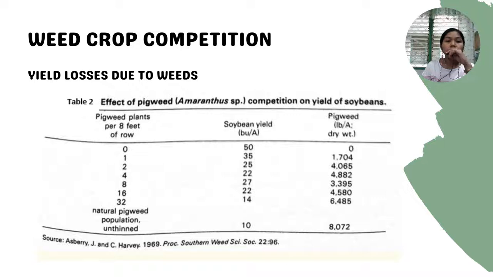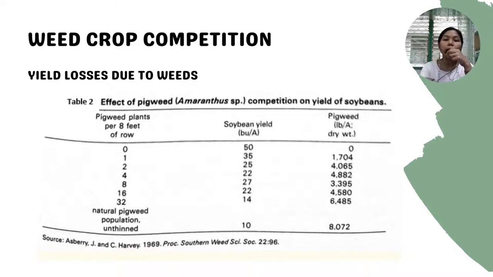But if there is one pigweed plant per 8 feet of row, you would notice there is a decline in the yield of the soybean. And the dry weight of pigweed, so that is what you can weigh. So again, the greater the number of pigweeds in the area, the bigger the damage, the bigger the yield losses that will be incurred in the field.